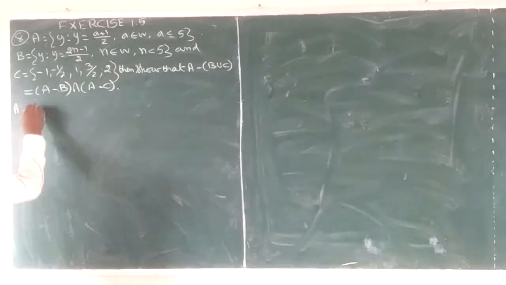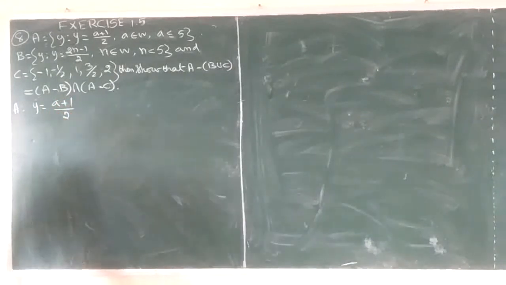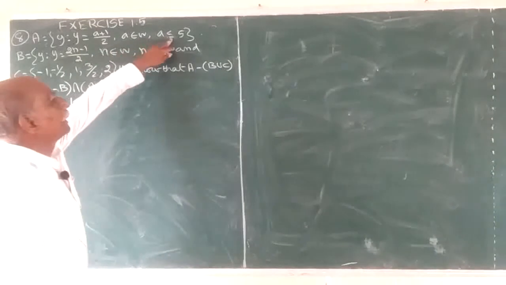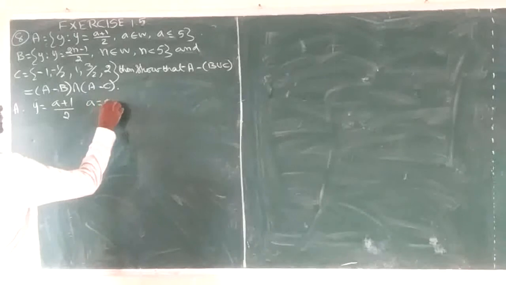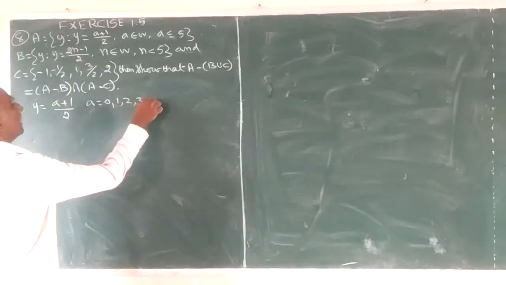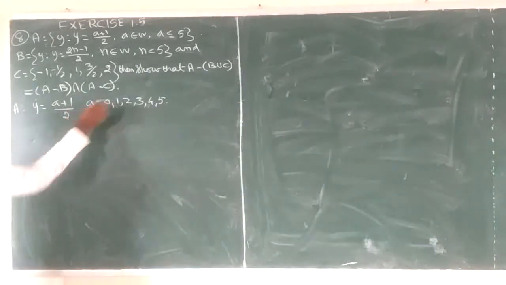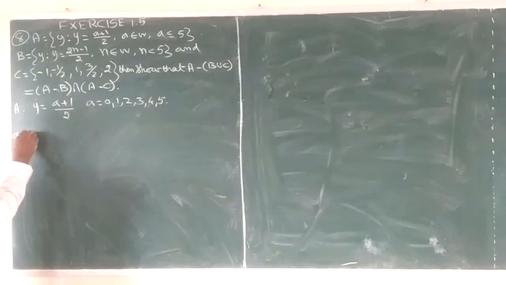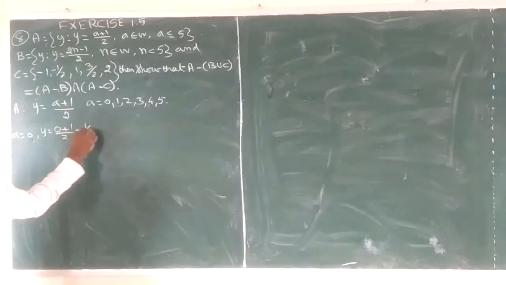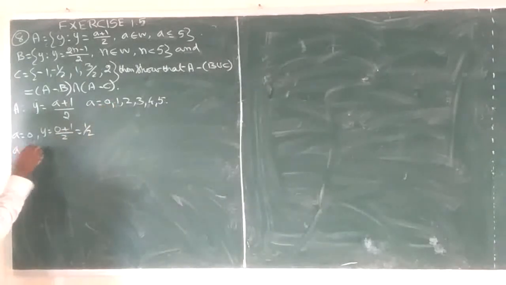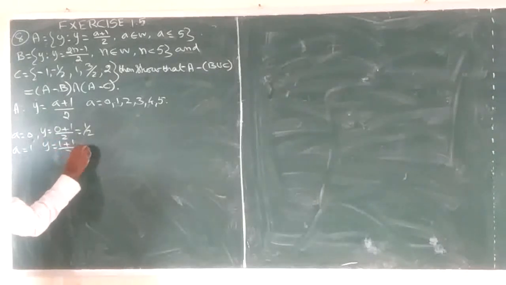What is A? y equals (a plus 1) by 2. Here a belongs to W, and the number takes values less than or equal to 5. So a equals 0, 1, 2, 3, 4 and 5. You have to take these numbers. First a equals 0, then y equals (0 plus 1) by 2 equals 1 by 2. Then a equals 1, y equals (1 plus 1) by 2, 2 by 2 equals 1.